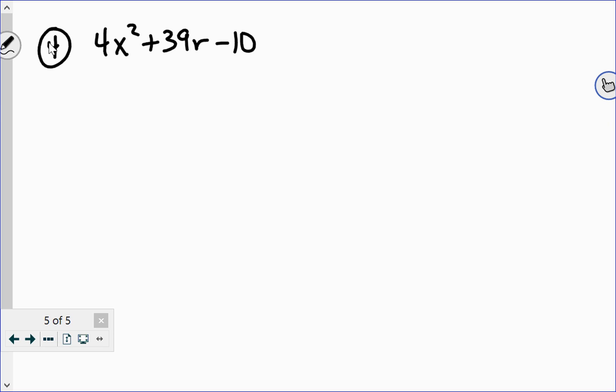So here's our next problem. Oh, and the page had R's on it, and I decided to change it to X's. Easier for me to draw X's. So 4x squared plus 39x minus 10. So here's your process. First step, do I have a GCF? And the answer is no. Next step, it's a quadratic, so I'm going to factor it by looking for factors of a times c, which is 4 times -10. So that's -40. And I need the sum of those factors to be positive 39.